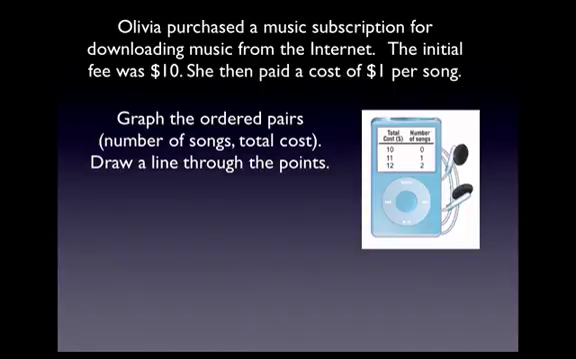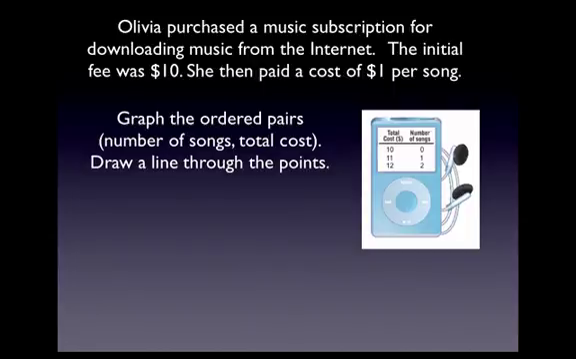So, Olivia purchased a music subscription for downloading music from the internet. The initial fee was $10. She then paid a cost of $1 per song. Well, good for Olivia for actually paying for her music. But what it wants us to do is to graph the ordered pairs, where X is equal to the number of songs and Y is equal to the total cost, and then draw a line through the points.